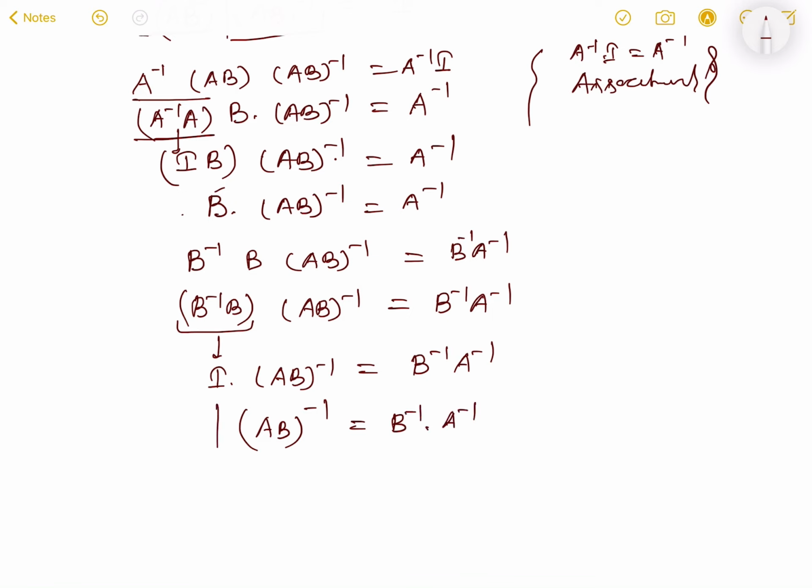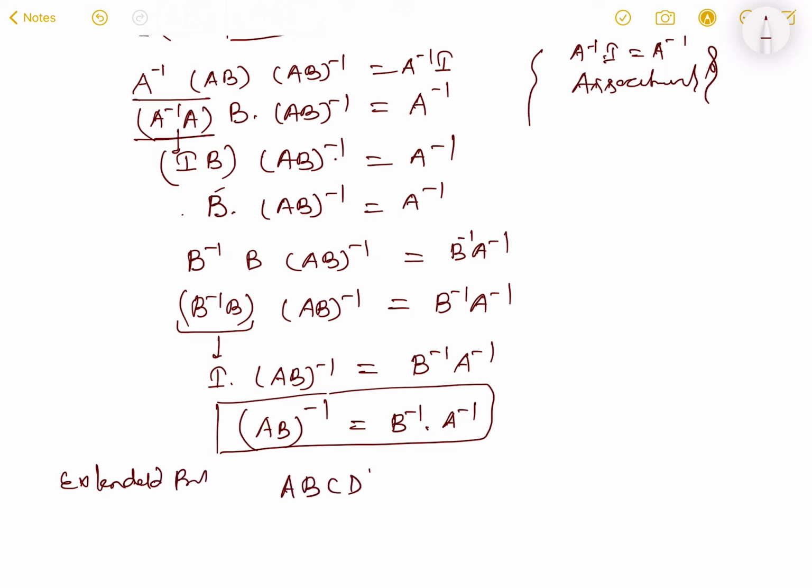This is also known as the reversal law of inverse. And this property can be extended. Extended property: like A, B, C, D are square matrices of the same order. So this can be written as D inverse, C inverse, B inverse, A inverse through the same reversal law of inverse. So thank you very much.